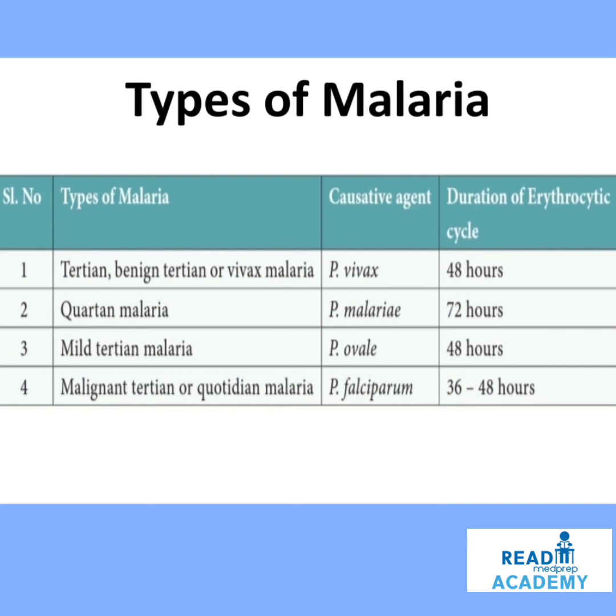Mild tertian malaria is caused by Plasmodium ovale, and the duration of the erythrocytic cycle is 48 hours. Malignant tertian or quotidian malaria is caused by Plasmodium falciparum. The duration of the erythrocytic cycle is 36 to 48 hours.